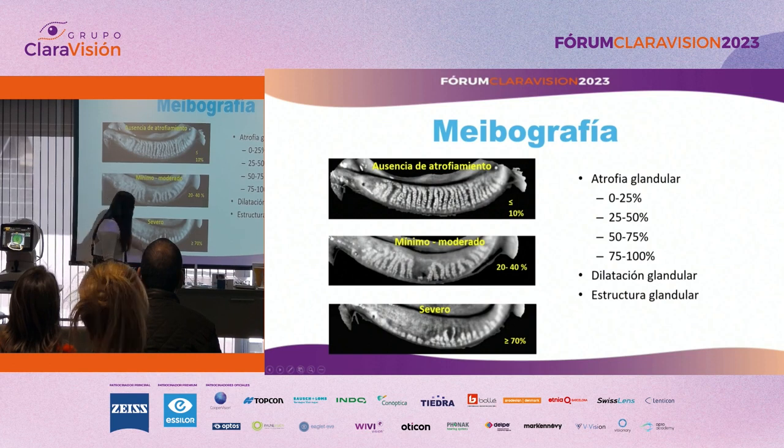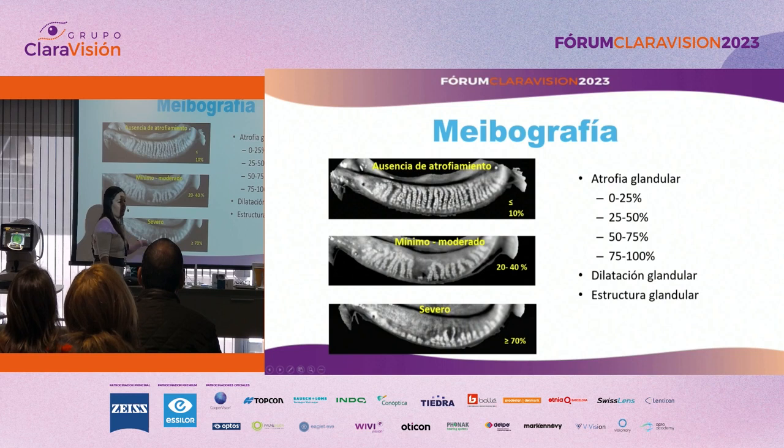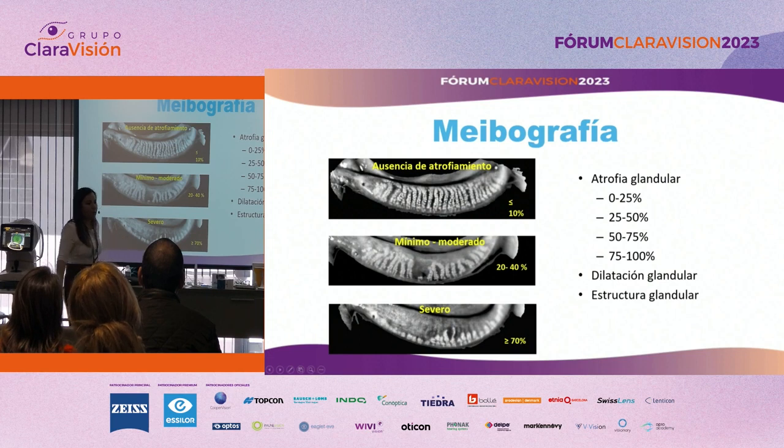Y en este estadio del paciente que casi ya no tiene glándulas, que tiene un atrofiamiento severo de las glándulas, no quiere decir que este paciente no va a ser tratado, porque todavía tenemos que tratar de salvar las glándulas que tiene para que el paciente pueda todavía mejorar un poco los síntomas que tiene.